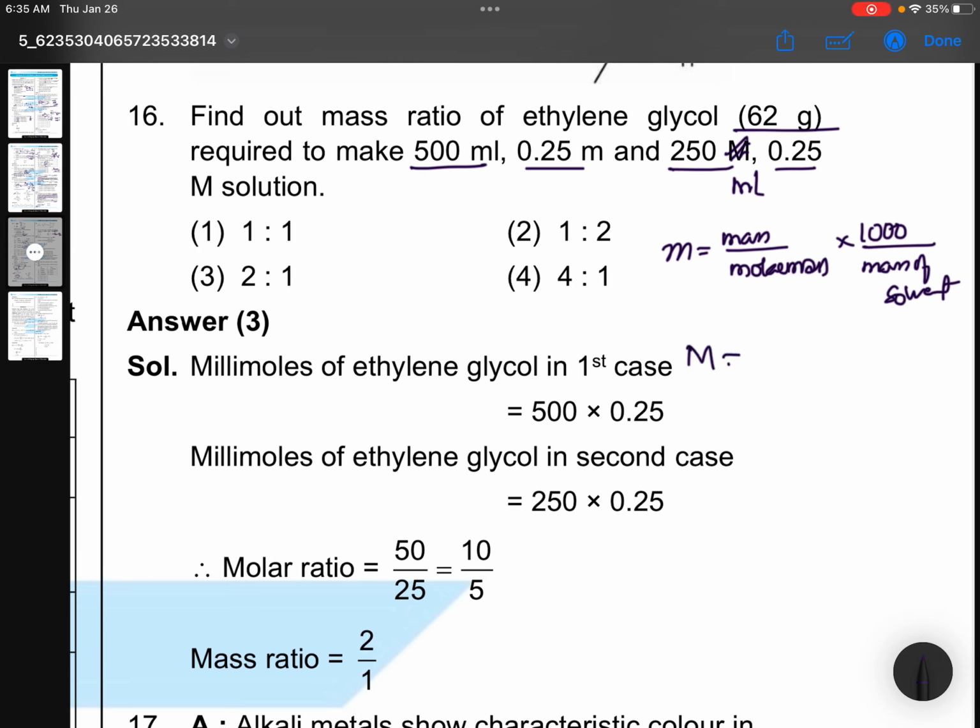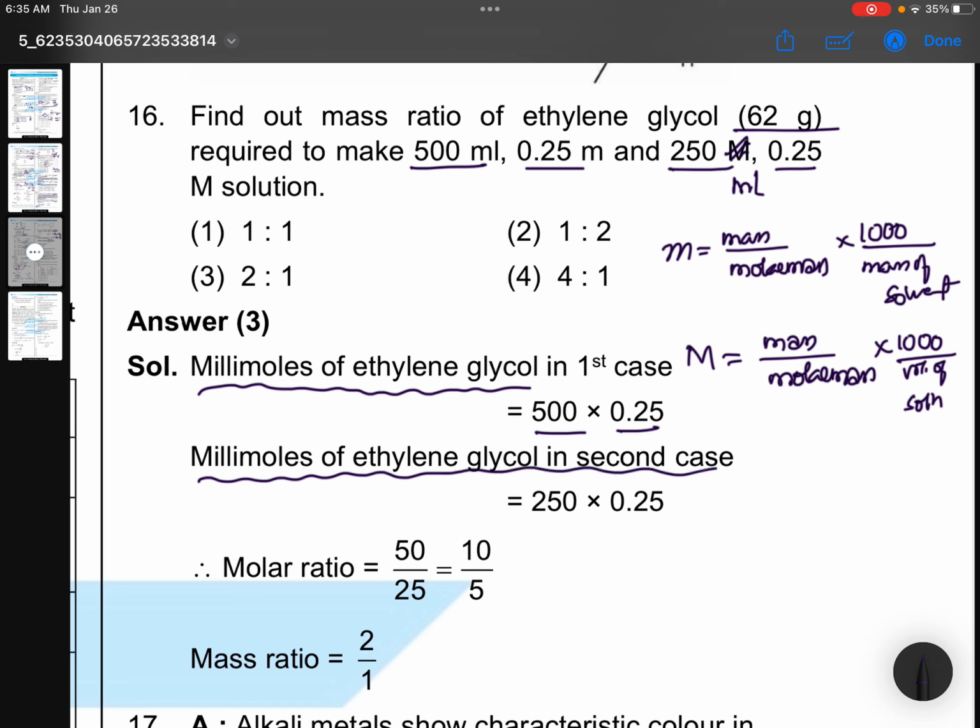Molarity is equal to mass by molar mass into 1000 by volume of solution. Otherwise you can go with millimoles. Millimoles of ethylene in the first case is 500 into 0.25. Millimoles of ethylene in the second case is 250 into 0.25. Means here you need 2 times, here you need 1 time. Here I think this should be given the second time, no?